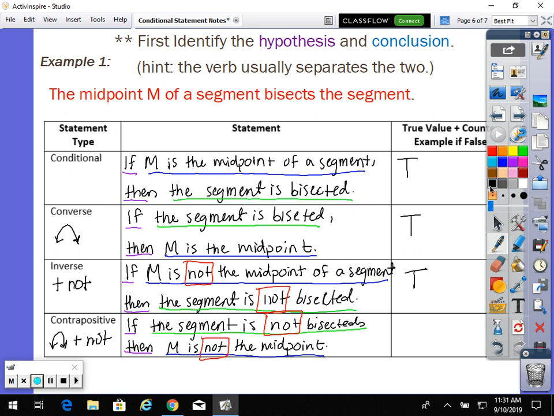So let's analyze that statement. If the segment's not being bisected, then M is not the midpoint. Well, if it's not being bisected, you don't have a midpoint. So that's true also. So this is a special example where all the conditionals and its related conditionals is true. So that is a special example, which takes us to our next slide.